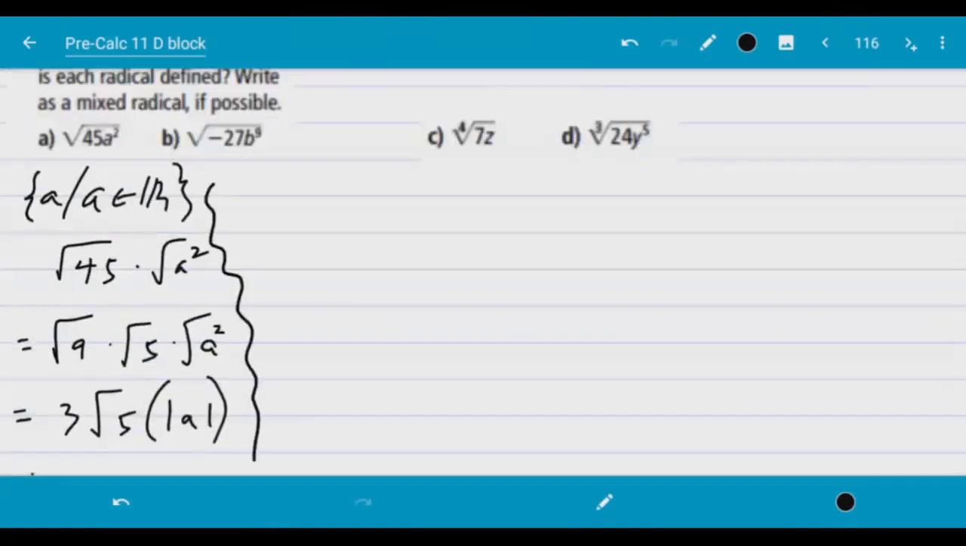What about this one? For this one, your b should be less than or equal to 0, because it can only have a square root if the value inside is a positive number. That means the set of all b such that b is less than or equal to 0, b is a real number. So what would that be?